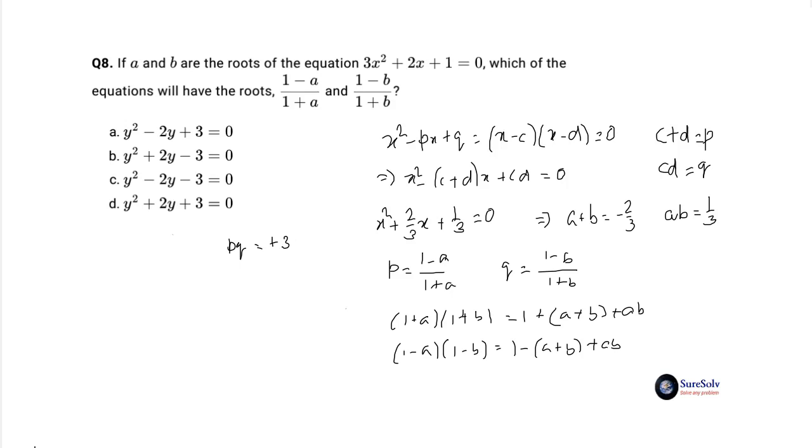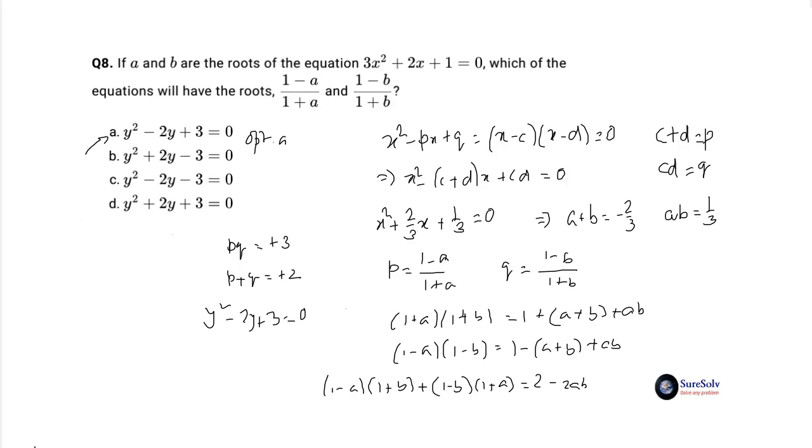Finally, the numerator of P plus Q will be (1 minus A) multiplied by (1 plus B) plus (1 minus B) multiplied by (1 plus A) equal to 2 minus 2AB, which will be again positive. Thus, the middle term of the quadratic equation will be P plus Q equal to plus 2. The desired equation will then be y squared minus 2y plus 3 equal to 0. Answer is option A, y squared minus 2y plus 3 equal to 0.